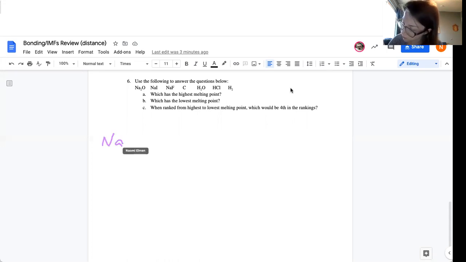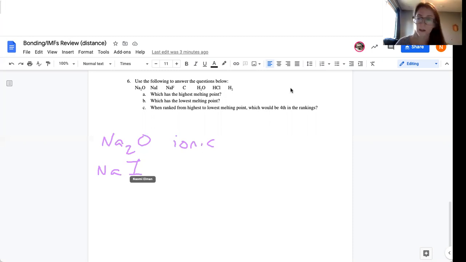Na2O. Na is a metal, O is a nonmetal based on their positions on the periodic table. A metal and a nonmetal automatically is ionic. NaI. Na is a metal, I is a nonmetal, automatically ionic. Remember, the staircase on your periodic table separates the metals to the left of the staircase from the nonmetals to the right. The only exception to that is hydrogen, which is on the left, is actually a nonmetal. Then NaF. We know by now Na is a metal, F is a nonmetal, so boom, another ionic.